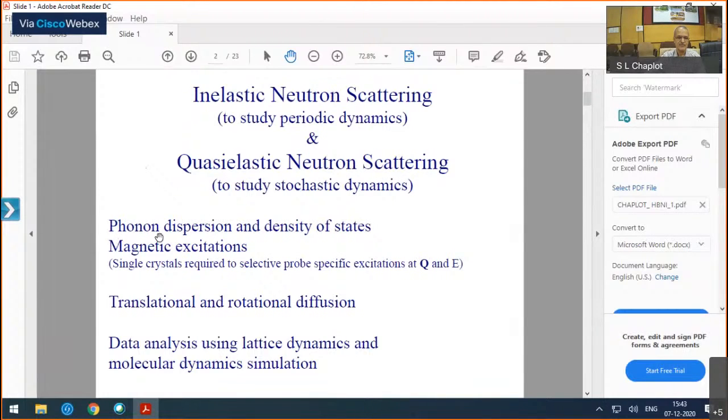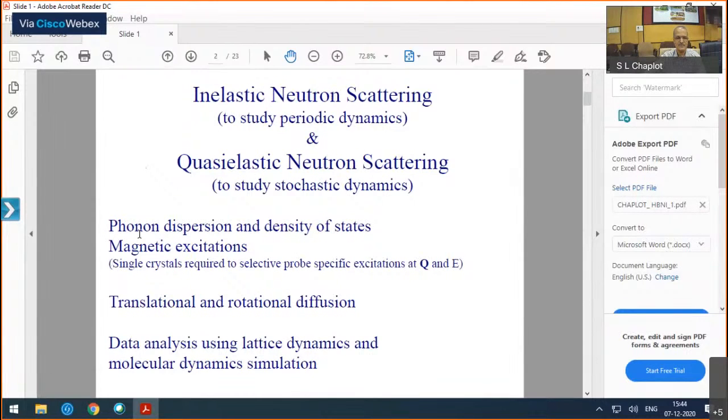For example, how do we measure the phonon dispersion relation or the phonon density of states or the magnetic excitations using single crystals or polycrystalline samples, or if you have amorphous structures? So from various kinds of structures, how do we measure this? In particular, if you are interested in phonon dispersion relation, then you need to measure specific excitations at a definite wave vector and energy. So how are these selectively probed? That would be a few lectures.